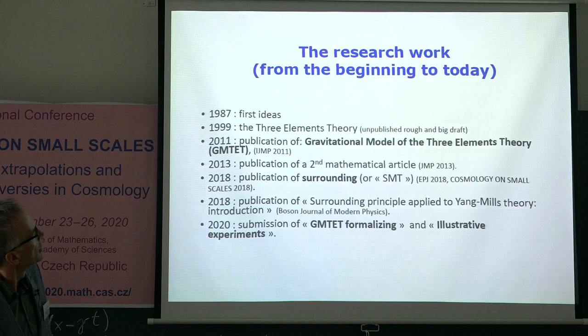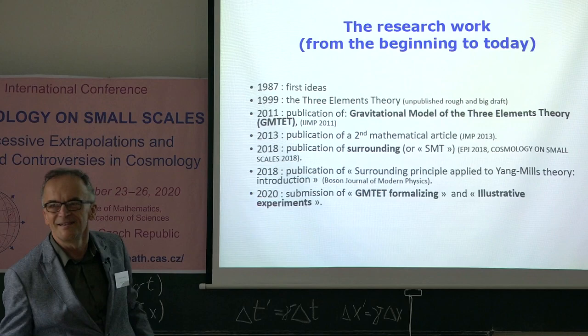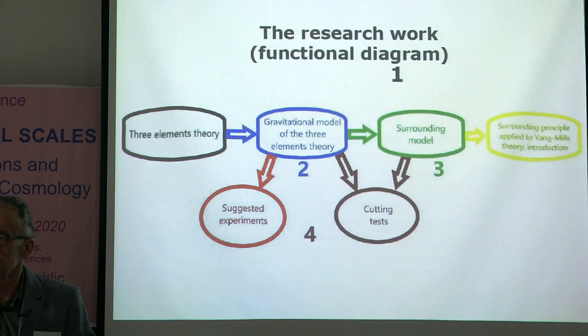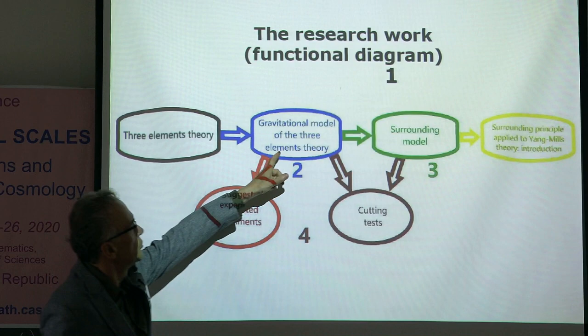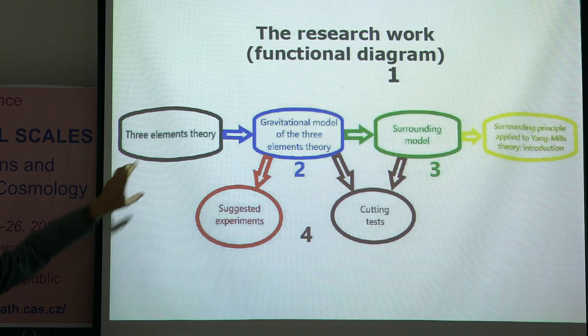The research work as a whole. The first ideas came when I was around 24. I went to present them to a physicist in Marseille, and he gave me a very good remark. And then it started. It's quite long ago. This is a functional diagram of the research work. You can see the two models I was talking about, but it started primarily at the origin of the research work.